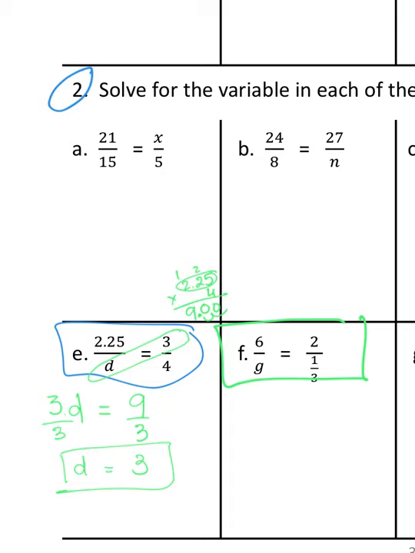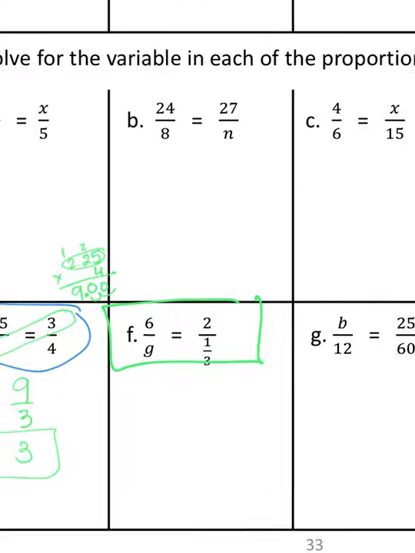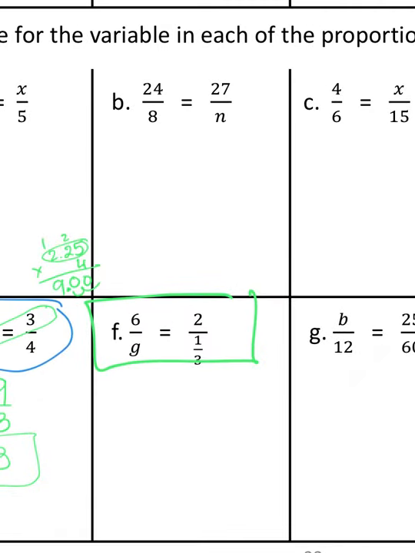So don't be nervous if you see a decimal or fraction. You just do cross multiply like you do for all the problems above. F, 6 over G equivalent to 2 over 1/3. So again, I'm gonna do cross multiply, and I'm gonna start with the one that has the variable. 2 times G equivalent with 6 times 1/3.